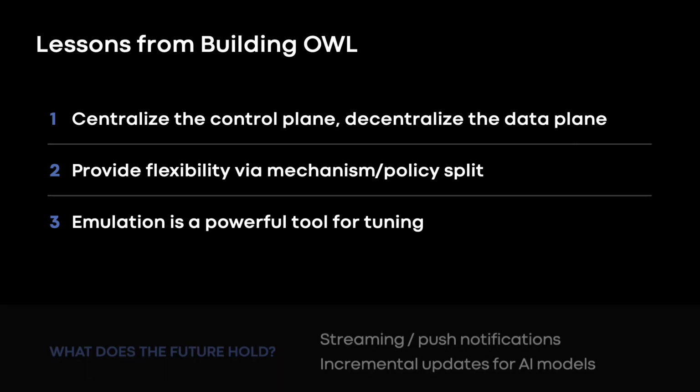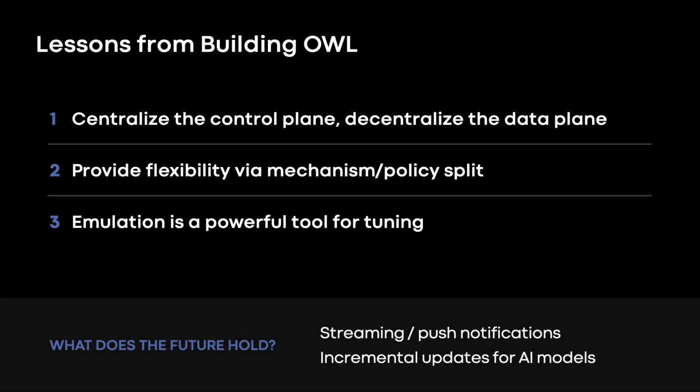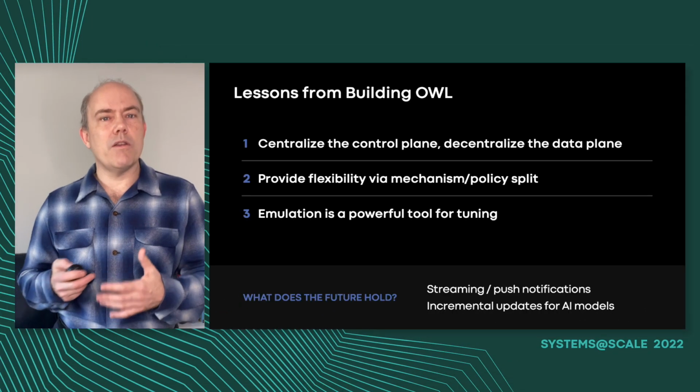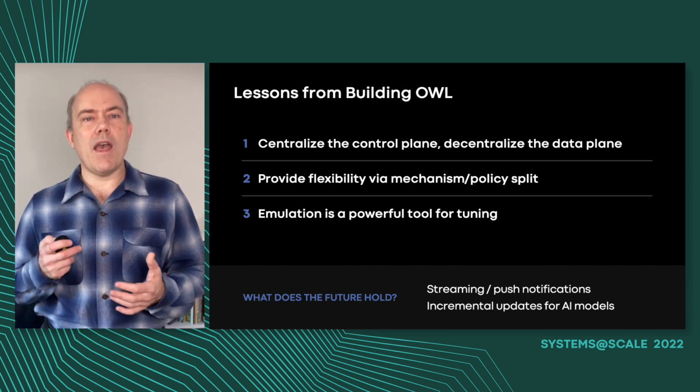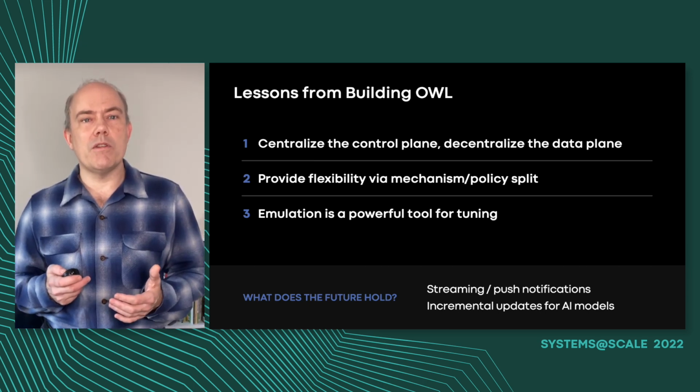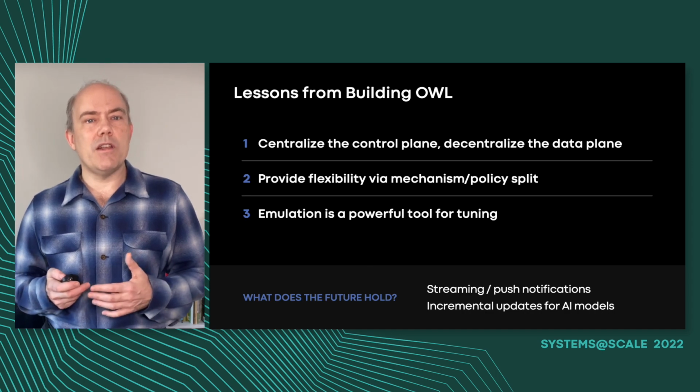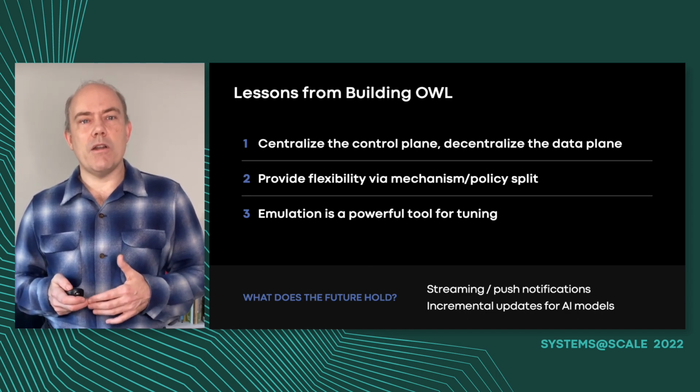In the future, we have a lot of exciting directions. We're moving from pulling data to peers to pushing data to peers via streaming notifications. And we're also looking at adding incremental update capabilities for really large, rapidly changing objects like AI models.